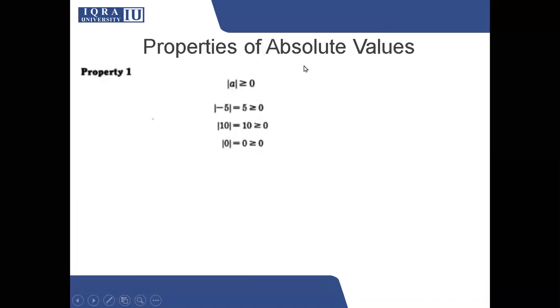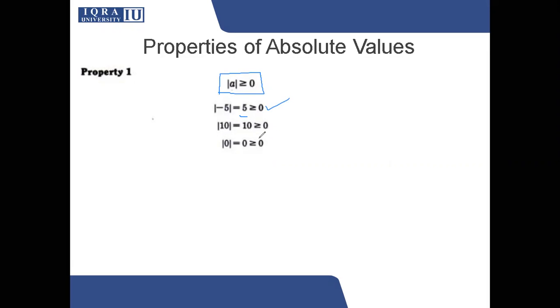Now we look at some of the properties of absolute values. Here, a is a variable and it can be any number, right? The first property is telling us that the absolute value of any number is always greater than or equal to 0. For example, the absolute value of minus 5 is 5, and 5 is greater than or equal to 0. So this condition checks out.